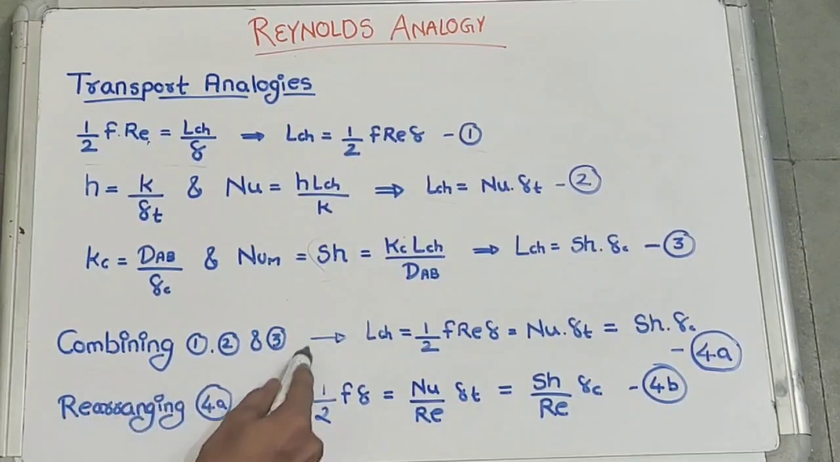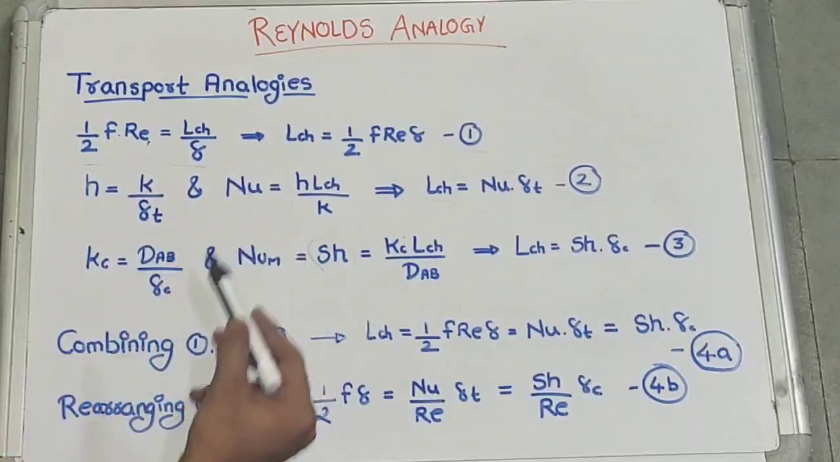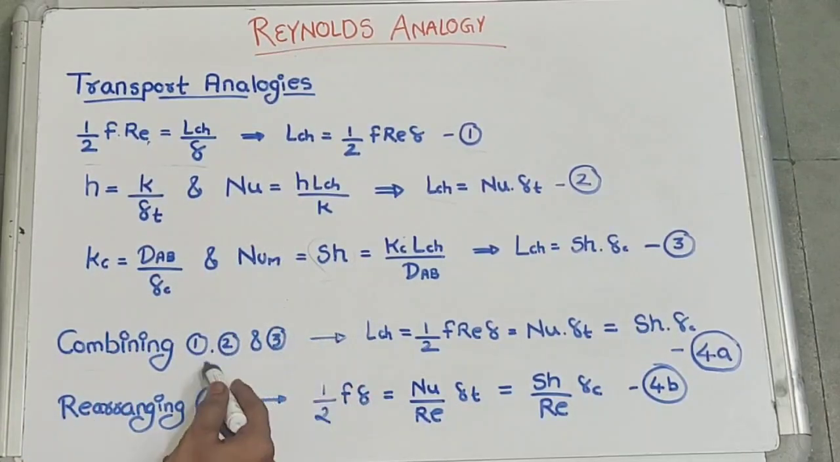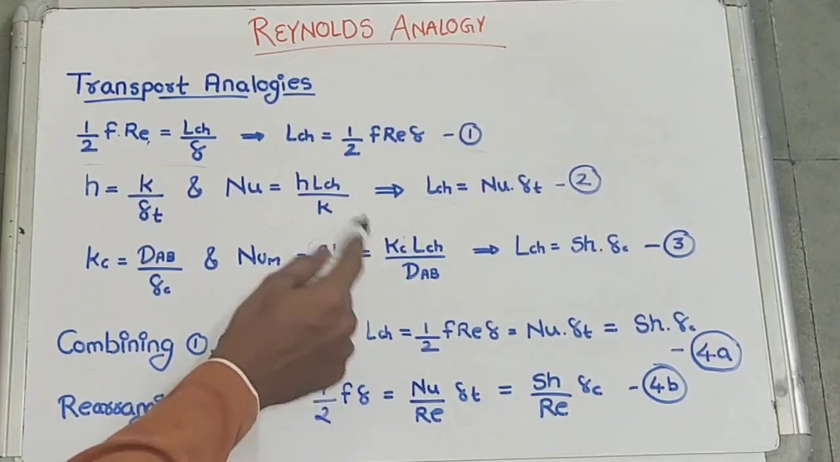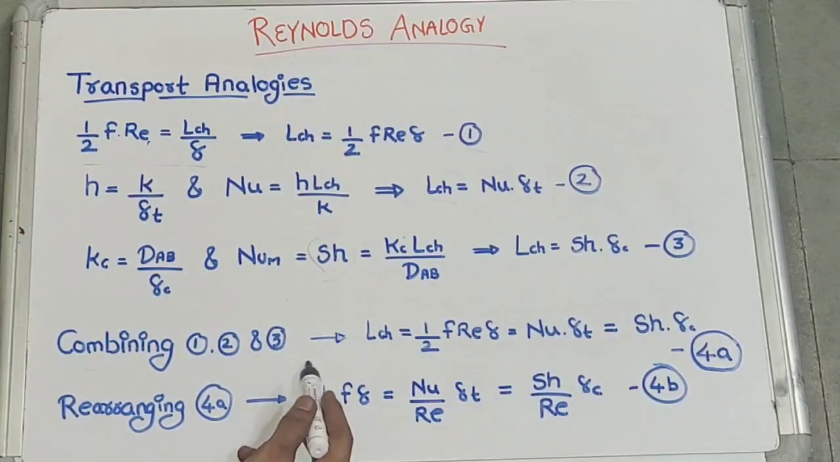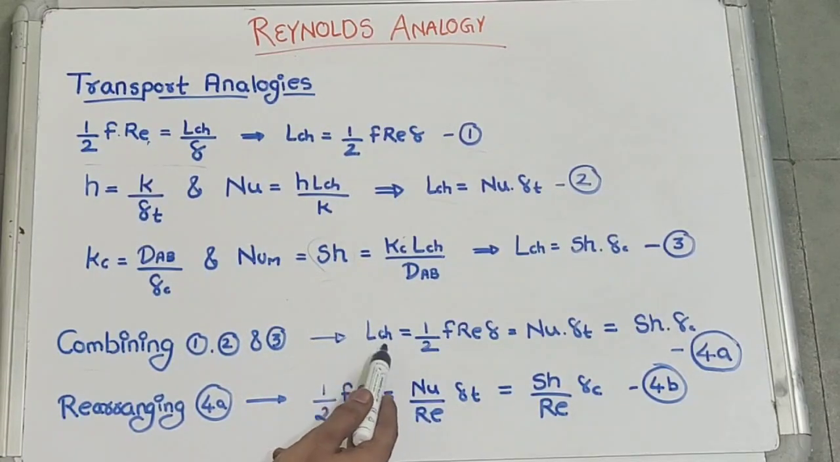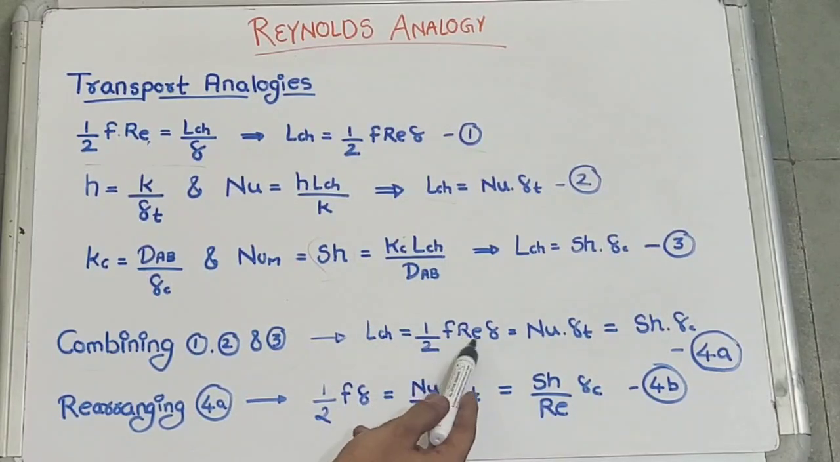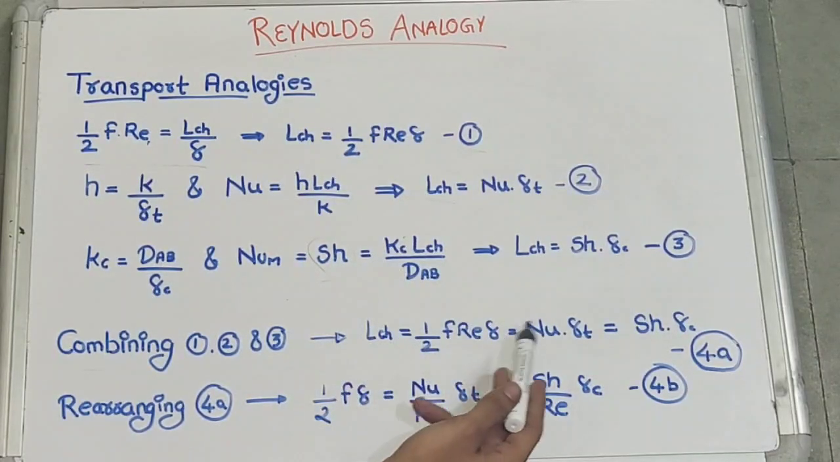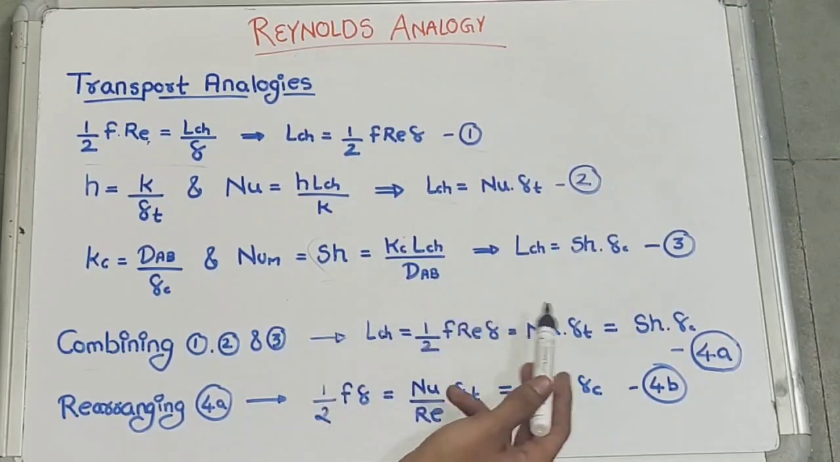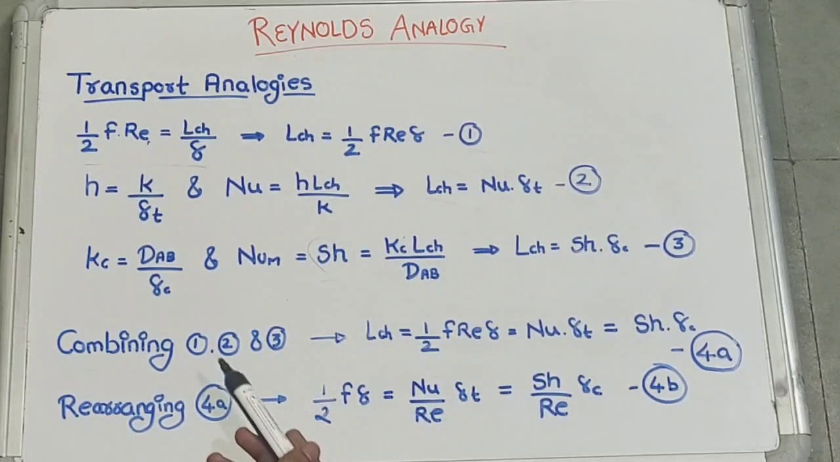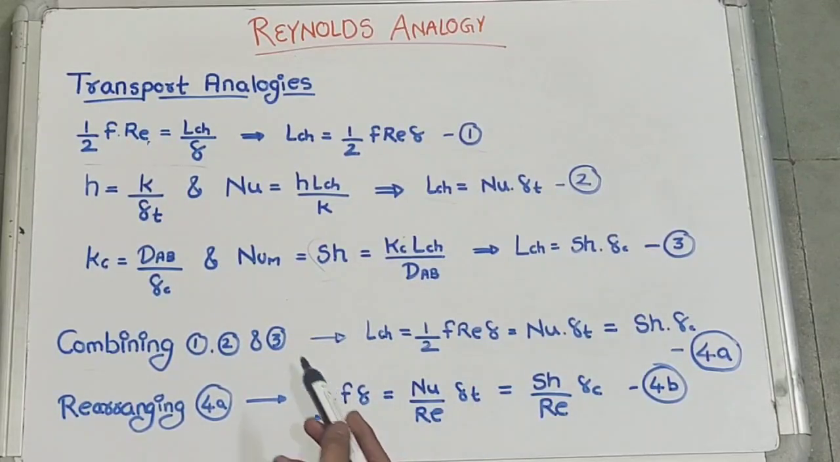So we will combine all these three equations which we just wrote. From this we get all three equations in terms of L_CH and we equate them. So we get equation 4a as L_CH, that is characteristic length, will be equal to half into friction factor into Reynolds number into thickness, which will be equal to Nusselt number into thickness, which will be further equal to Sherwood number into thickness. Next, we will rearrange this equation, that is, we will divide the whole equation by Reynolds number.